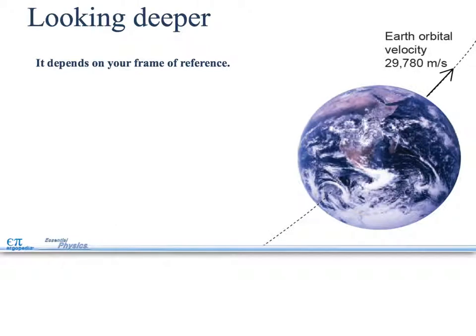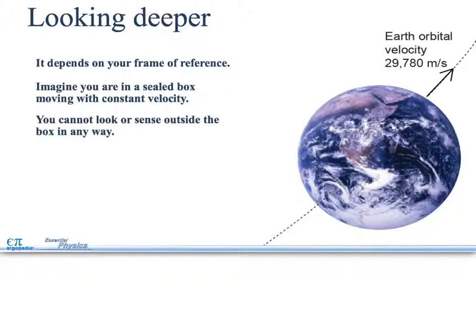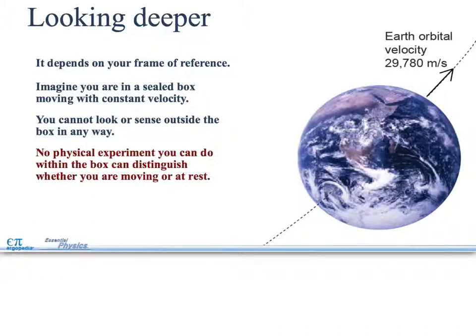Some of this will depend on your frame of reference, because the further away you are, the different frame of reference you take. Earth's orbital velocity is 29,780 meters per second. Imagine you are in a sealed box moving with constant velocity. You cannot look or sense outside the box in any way. So you're inside the box, sealed in, and you don't know what's going on.